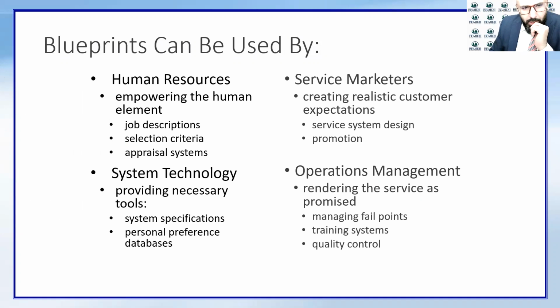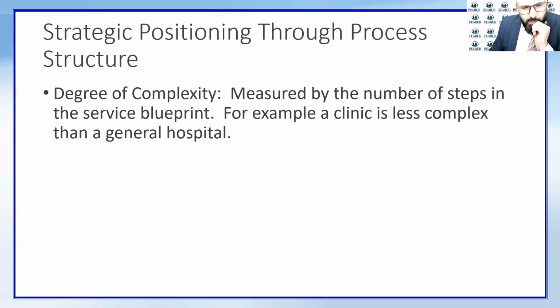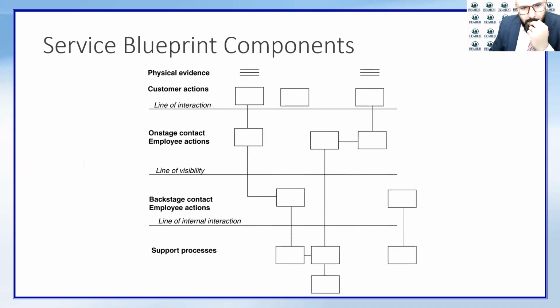What I want to do here, instead of just going over this, I'm going to jump to here. That's what a blueprint for a service looks like. So you have the physical evidence. This is where the customer action is, that's the line of interaction, as you see. This is the line of visibility. And then right here, that's the backstage, behind the scenes, and this is the support process.